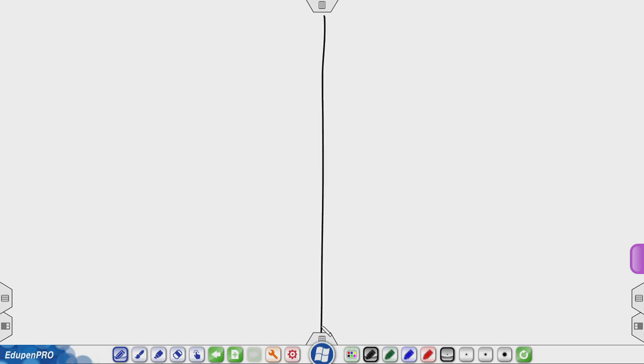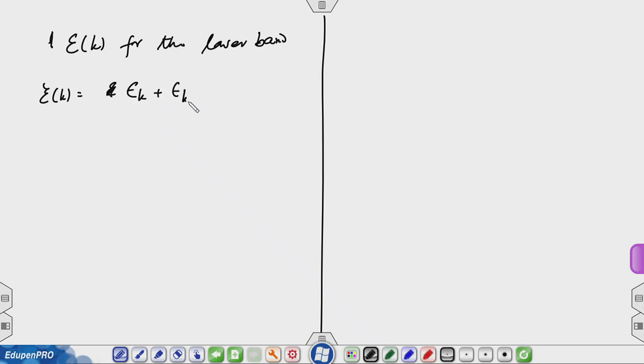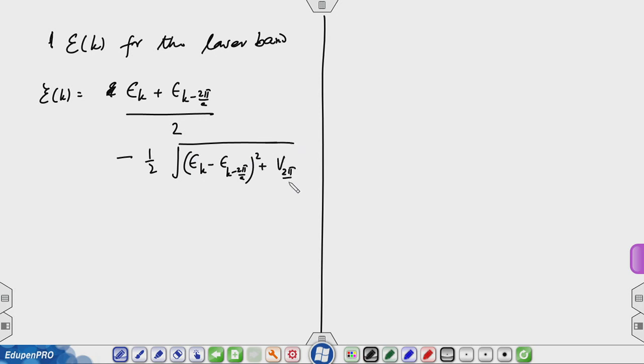When we worked it out, we found that the energy for the lower band was E k equals epsilon k plus epsilon k minus 2 pi by a divided by 2, minus 1/2 square root of epsilon k minus epsilon k minus 2 pi by a whole square plus mod v 2 pi by a whole square. This is what we found the energy to be.